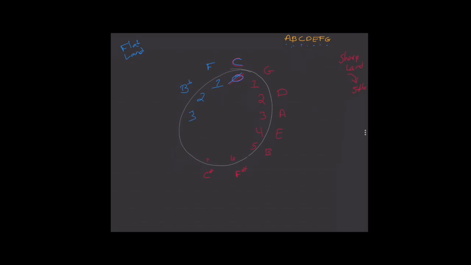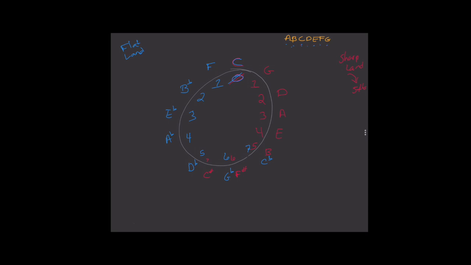Got it. Okay, next position. What's a fifth below B flat? E flat. Well, what's a fifth below E flat? A flat. And what's a fifth below A flat? D flat. And what's a fifth below D flat? G flat. And what's a fifth below G flat? C flat.